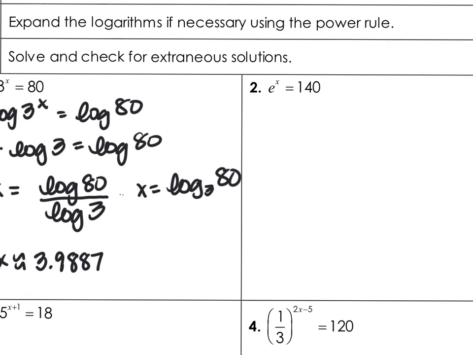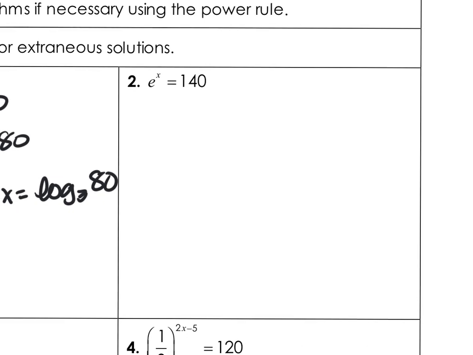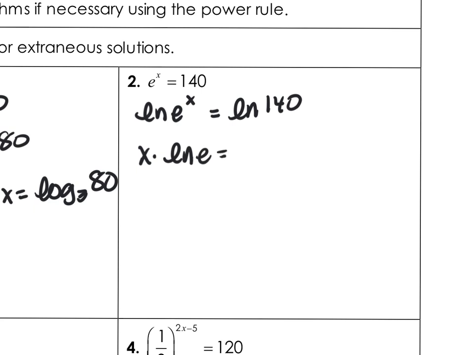Now number 2, notice this one's got e. So whenever you have e, you want to use ln. So we have ln e to the x equal to ln of 140. So now we use our property. Remember that x can go down to the front. So this is x times ln e equal to ln 140. And I'm not sure if you recognize this or not, but ln e is equal to 1. So I'm going to go ahead and mark that. So this ln e, all that is 1.